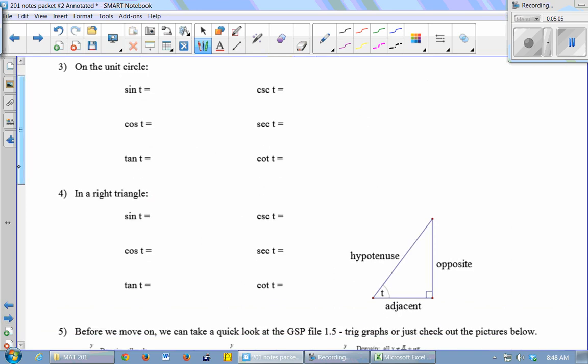On the unit circle, how do we define the sine of an angle? It's the y coordinate. The cosine of the angle is the x coordinate. Tangent of the angle, y over x. Cosecant is 1 over sine, or 1 over y. Secant, 1 over x. And cotangent is the reciprocal of tangent, so that's x over y.